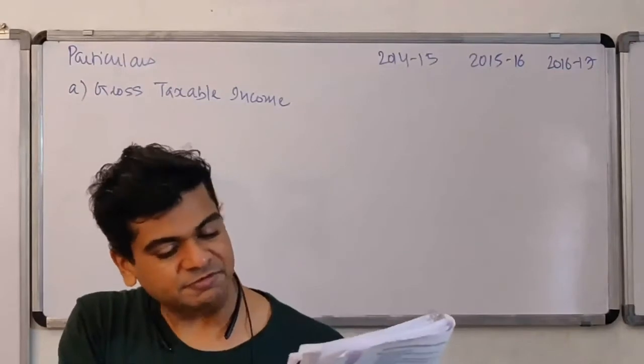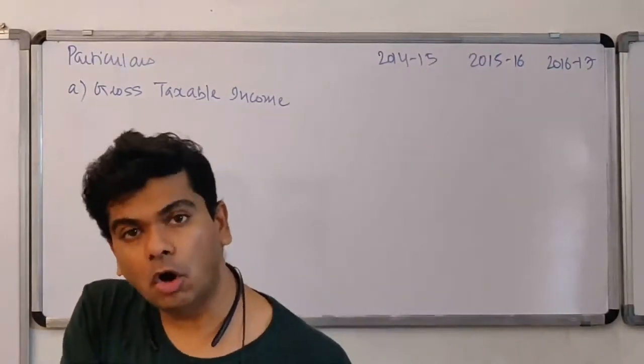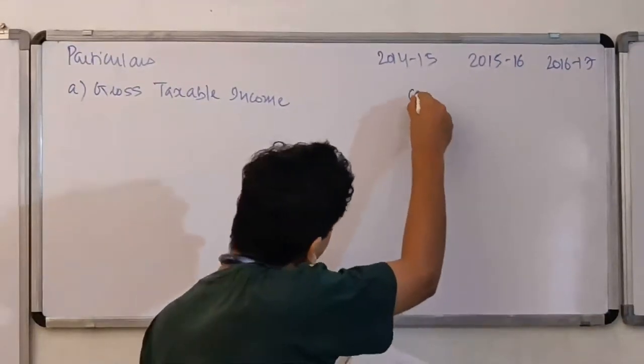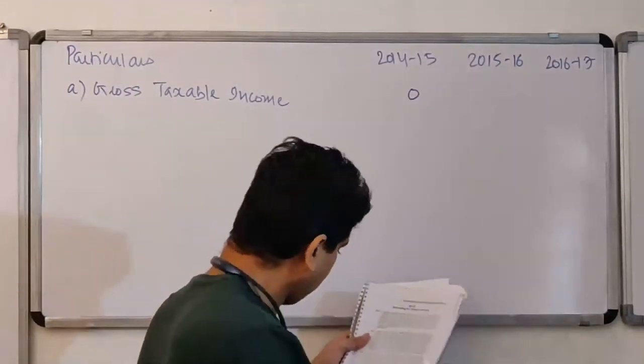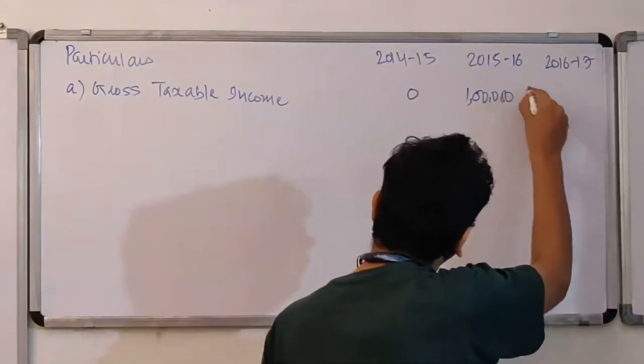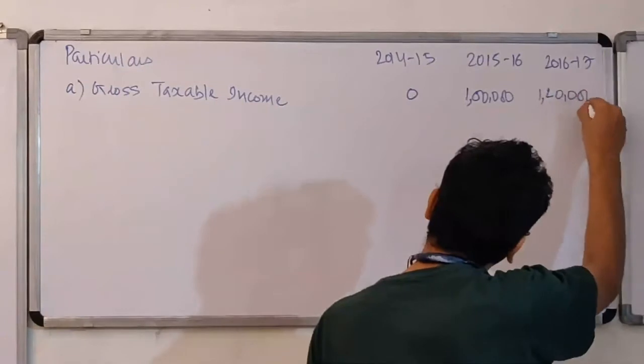For 31st March 15, they are saying that the company has made a loss. So we have a taxation loss. That means the gross taxable income is 0. The next 2 years we are expecting 1 lakh, 1,20,000.